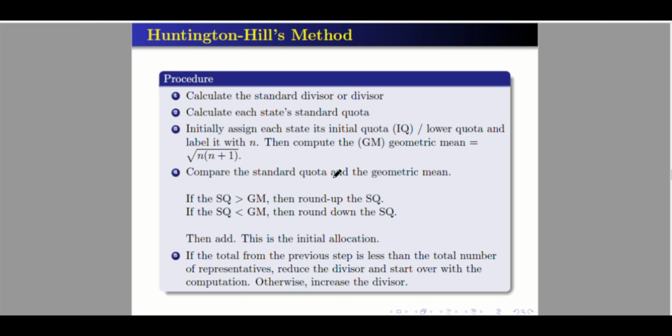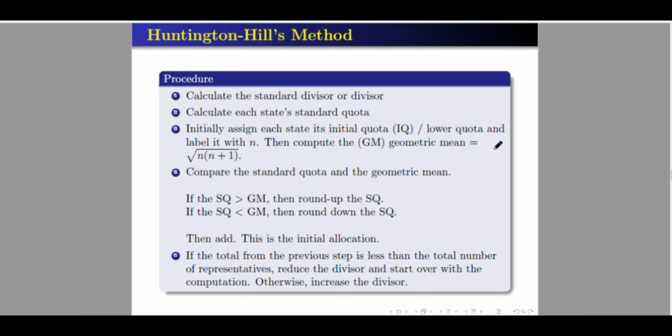Now, in comparison, we must compare their answers. So usually we only compare the decimal places. We will see it in our examples. Now, if the standard quota is greater than the geometric mean, then we round up the standard quota. If the standard quota is less than the geometric mean, then round down the standard quota. And then we add the numbers, and this is the initial allocation.